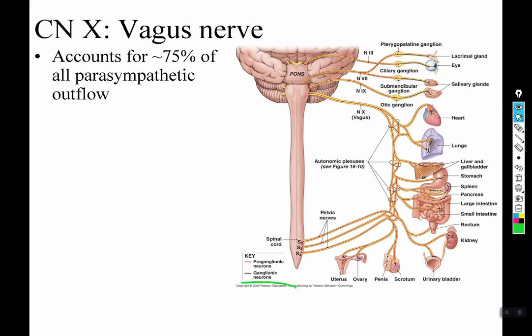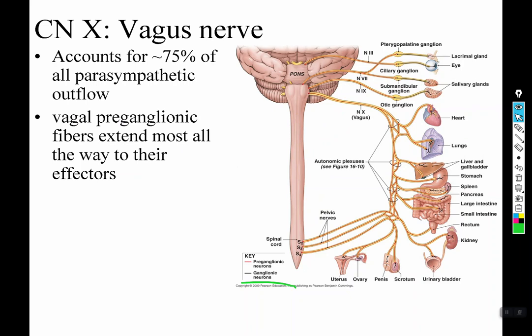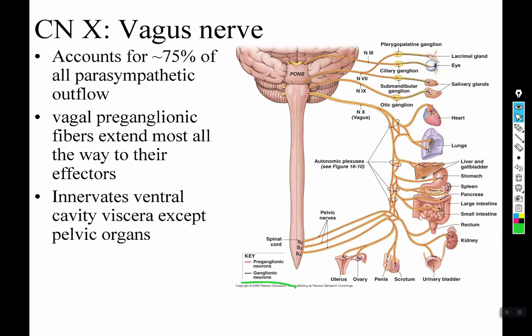So, vagal preganglionic fibers, as you can easily see from this diagram, extend almost all the way to their effectors, and in many cases end up on a ganglion inside their effectors. So this is going to innervate ventral cavity viscera, except the pelvic organs, which are by the sacral spine. Speaking of the sacral spine, this is one of the reasons why a spinal cord injury that is lower can cause one to lose sexual function and control of their bladder, as well as loss of the use of their legs, but the ventral cavity viscera remain more or less undisturbed.